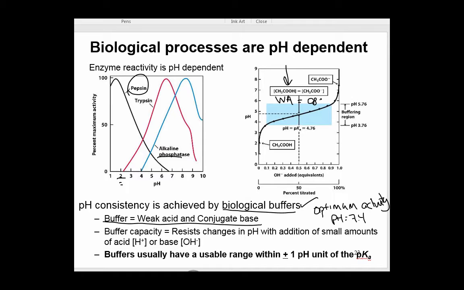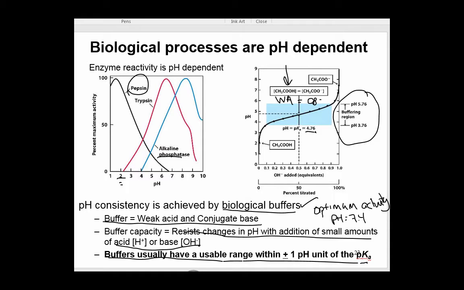Buffers are important because they resist changes in pH with the addition of small amounts of strong acid or strong base. When we add protons or hydroxide ions, we can resist changes in pH because of this property of buffering capacity. Buffers usually have a suitable range within plus or minus 1 pH unit of their pKa. That's what this titration curve in figure 2-17 is showing: the pKa is 4.76, and acetic acid can be used to buffer a solution in the range of 3.76 to 5.76.